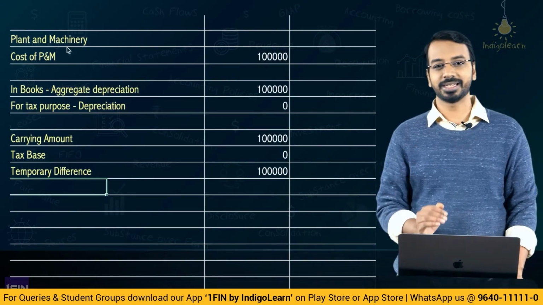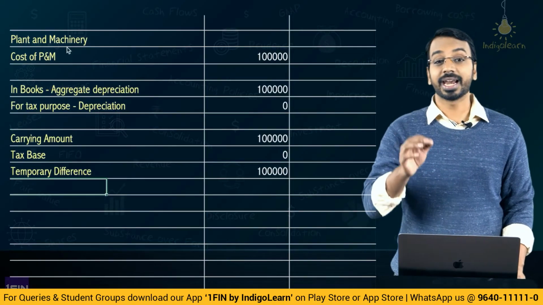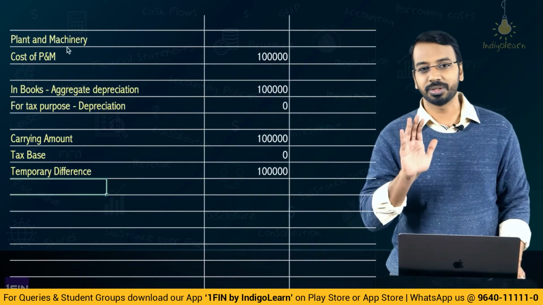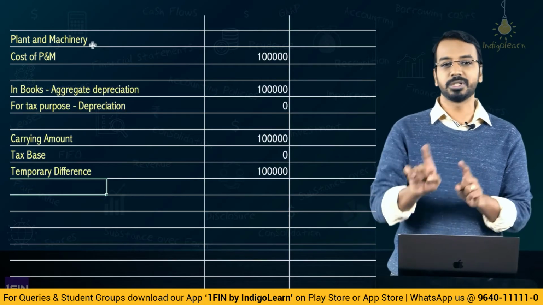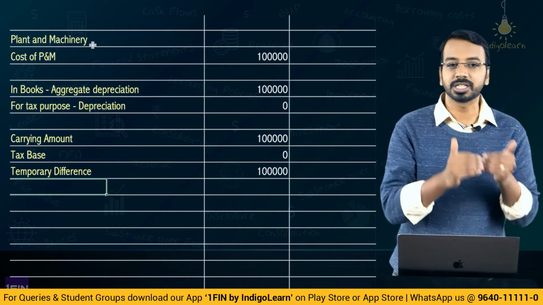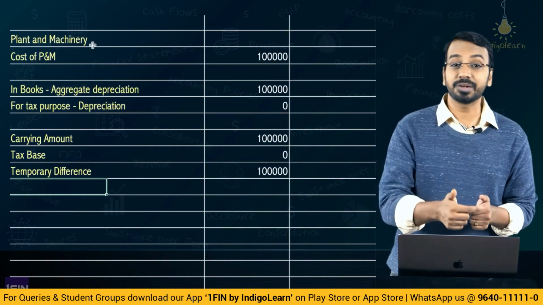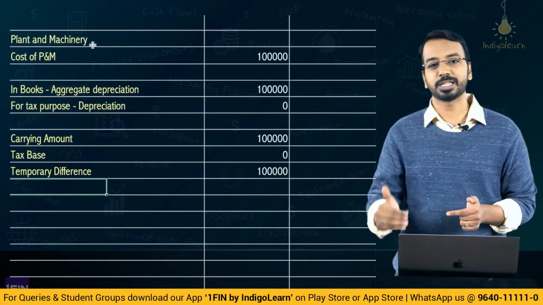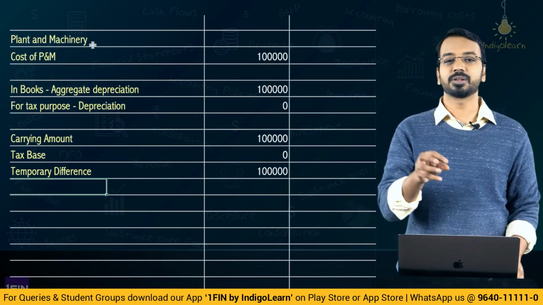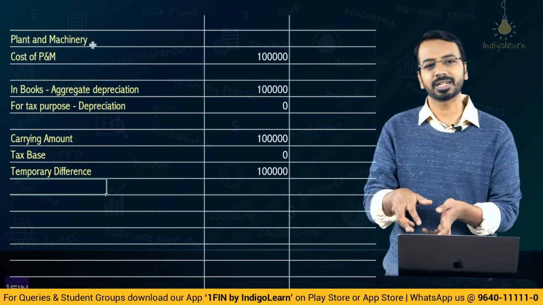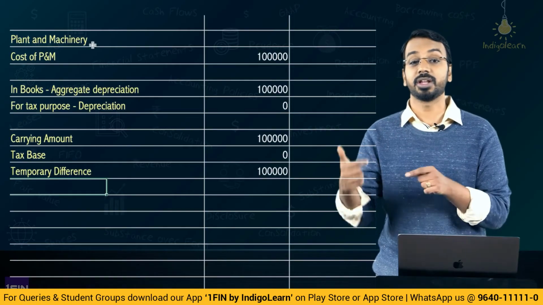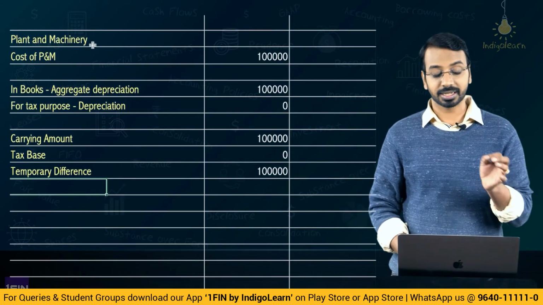But what the standard says is, if the difference arises at the time of initial recognition itself, and it is not a case of business combination, this is not a case of business combination. For business combination, we have a different discussion. So, this is not a case of business combination, this is an outright purchase of an asset. This asset which we have purchased is not allowed for tax purpose, and hence the tax base is 0. Why is it 0? Because you will not get any deduction against this in the future. This asset will not be allowed as a deduction in the future whenever you recover the carrying amount, and hence the tax base is 0.